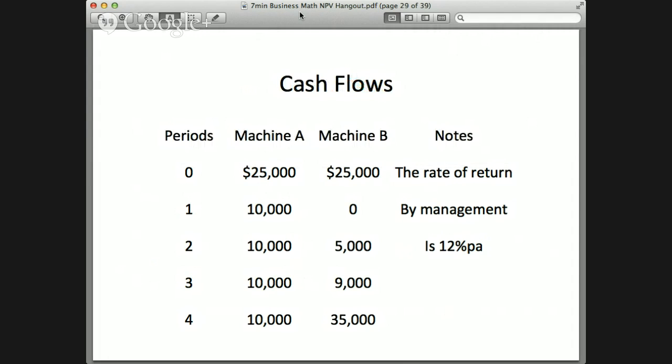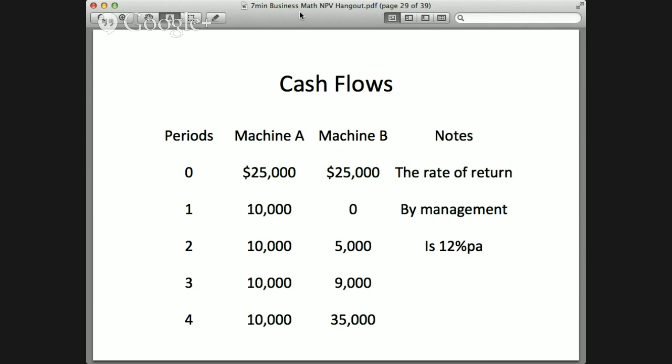So, cash flows. You have your periods there, and the first one, at period 0, is the $25,000 we're going to outlay upfront. That's classified as 0. Then we have year 1, year 2, year 3, year 4, with the different estimated cash flows. Machine A is $25,000, and then $10,000 for each consecutive year. Machine B is $25,000, with no return at all in the first year, but year 2 is $5,000, year 3 is $9,000, and year 4 is $35,000.